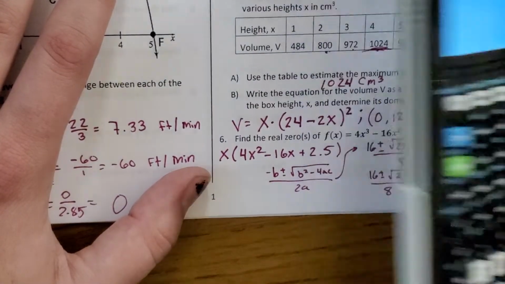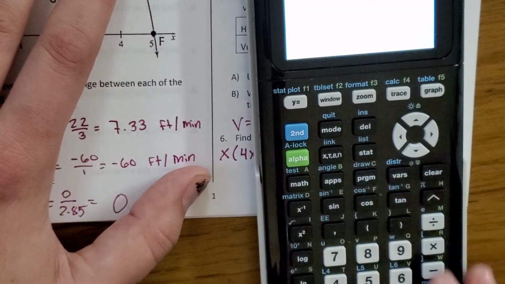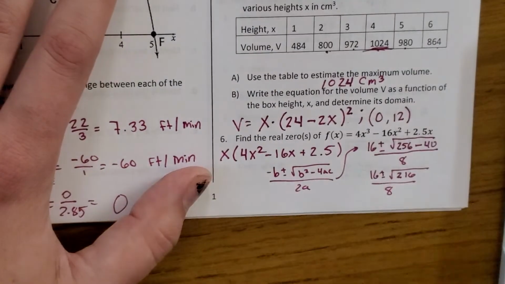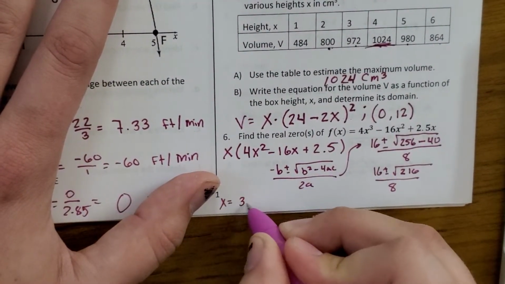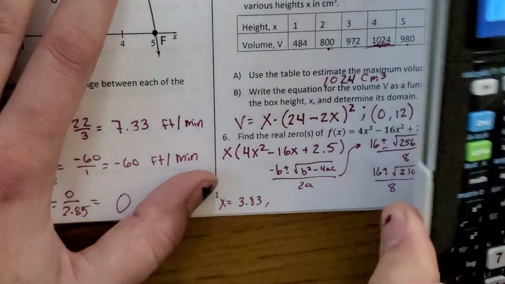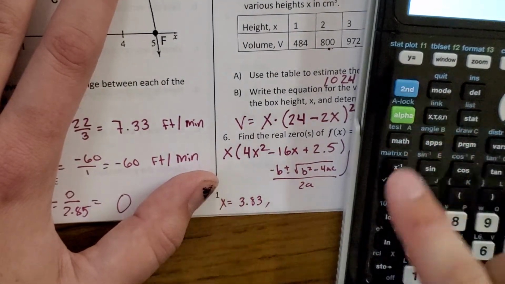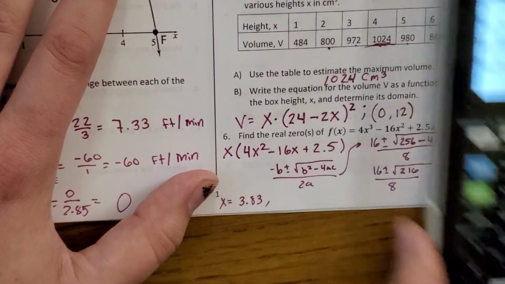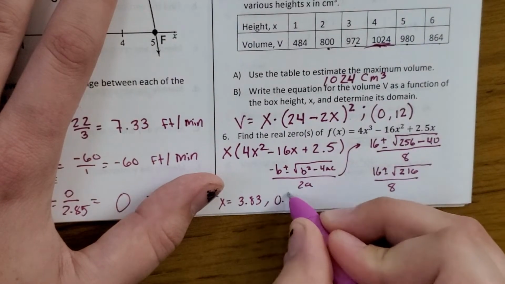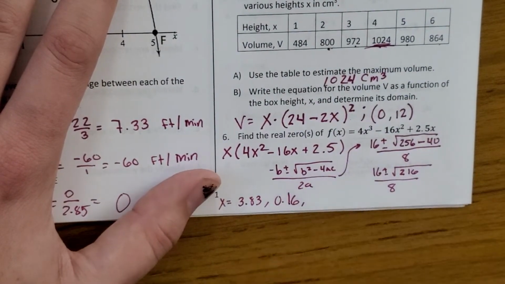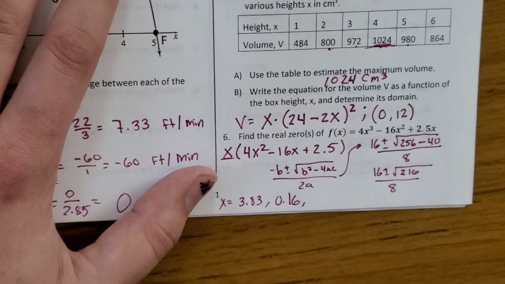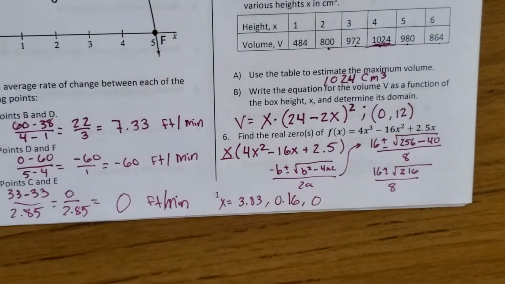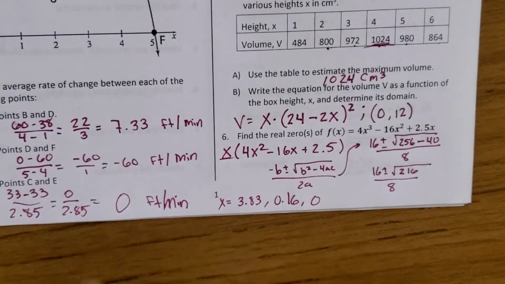So 16 plus the square root of 216 divided by 8, and I get 3.83, so x equals 3.83. Then we'll do minus 16 minus the square root of 216 divided by 8, and I get 0.162, so 0.16. And there's one more, 0. Don't leave out this little x that we factored out. In order to make that a 0, we just plug in 0, so it's also 0. So those are my three zeros: 3.83, 0.16, and 0.